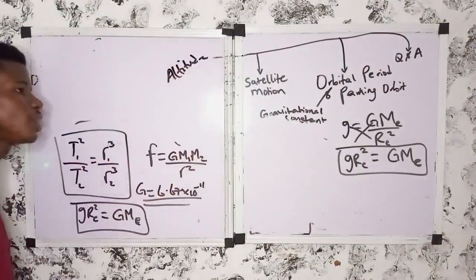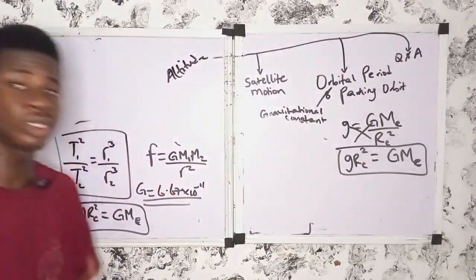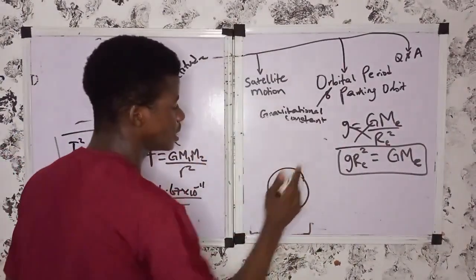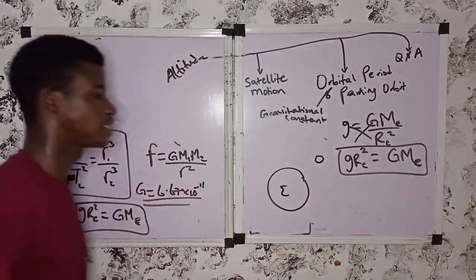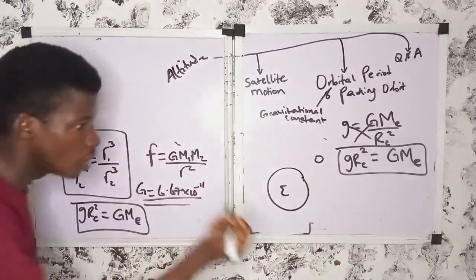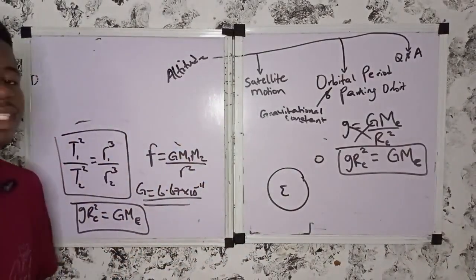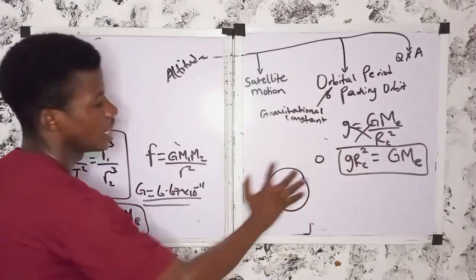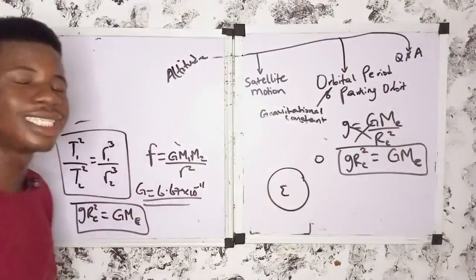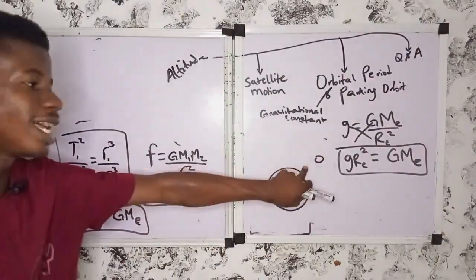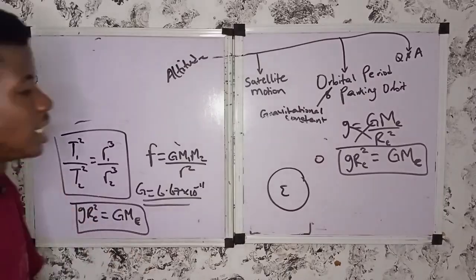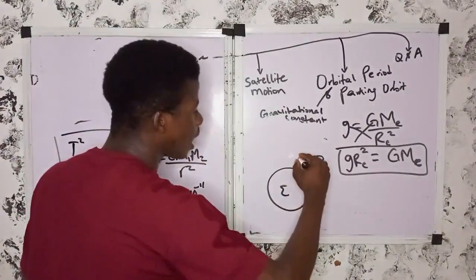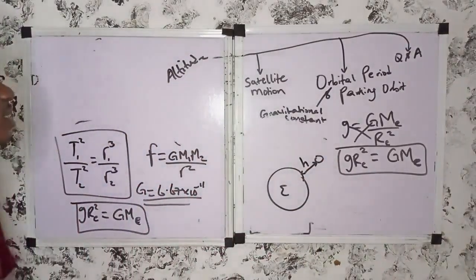Altitude. Now what is altitude? Altitude just means height. Let me use a satellite as an example. Let's say this is the Earth, and this is the satellite. This is the Earth's surface, and this is the object. When an object is placed at a particular distance above the Earth's surface, that distance is known as altitude.